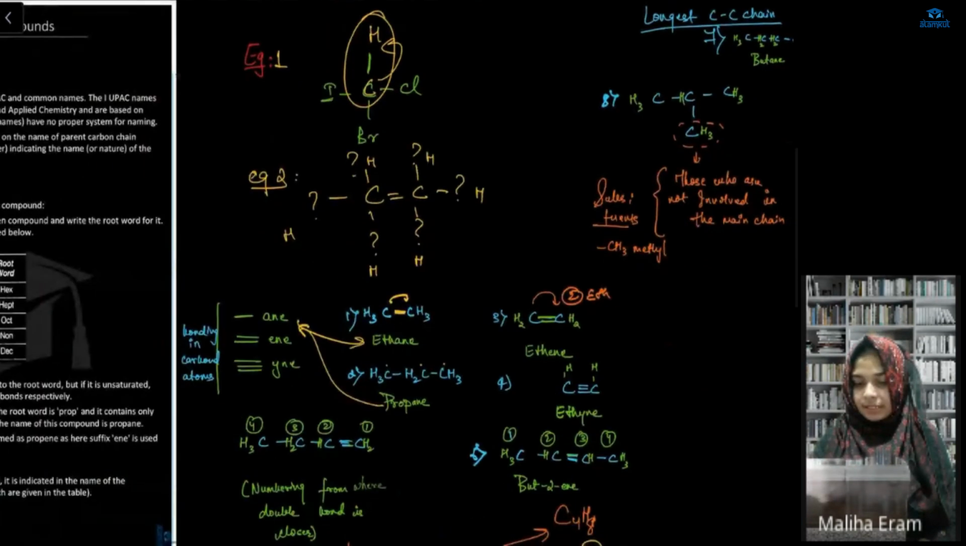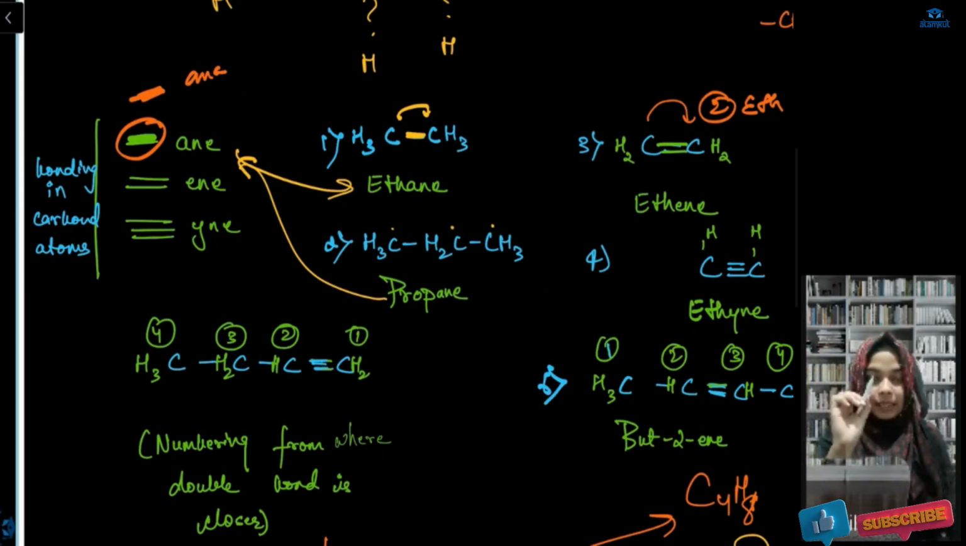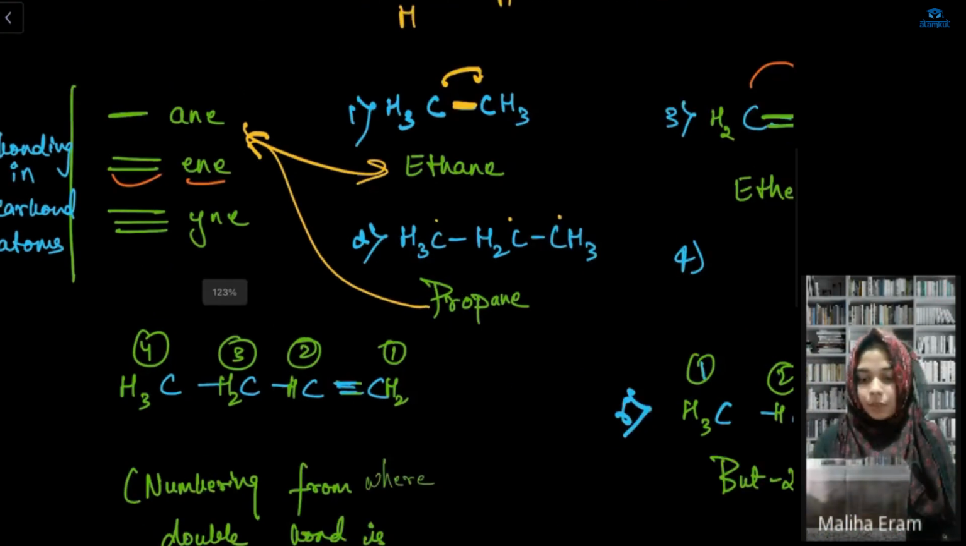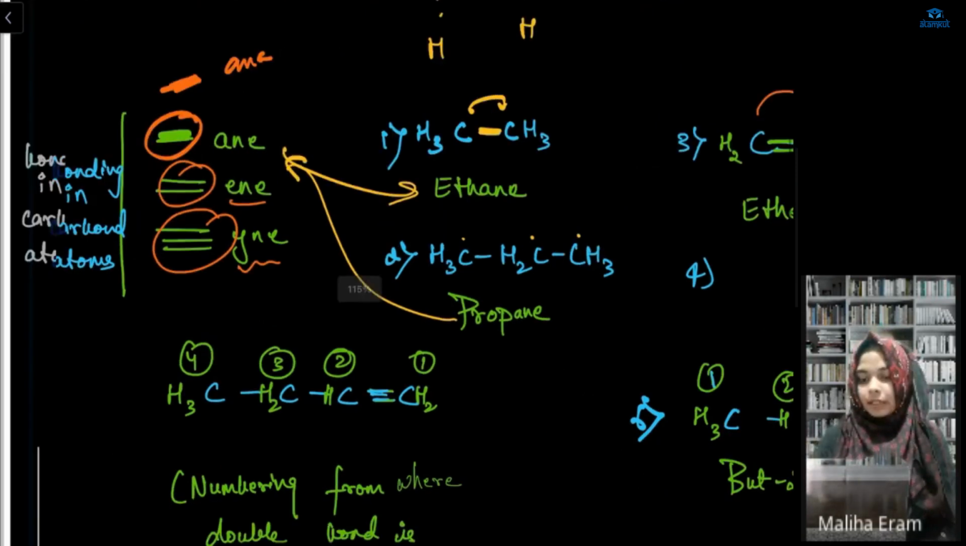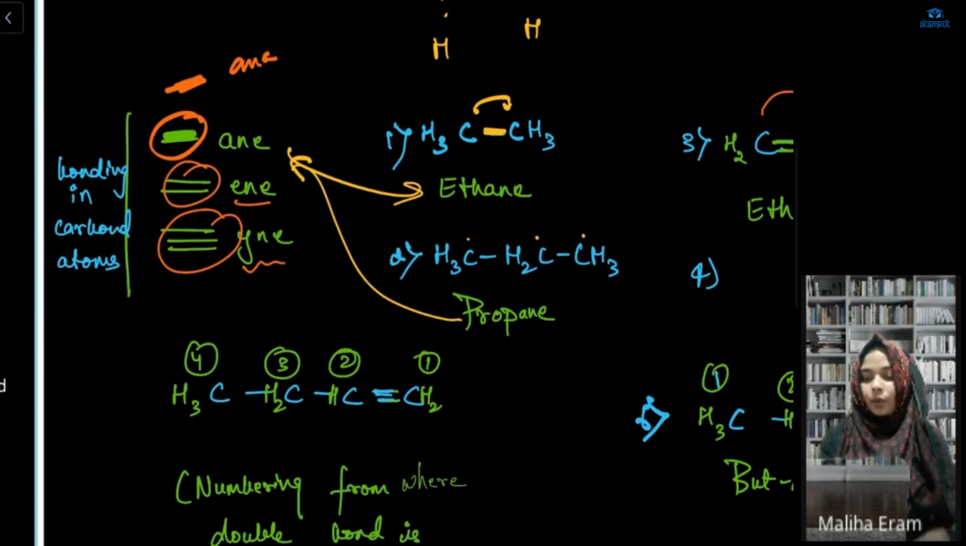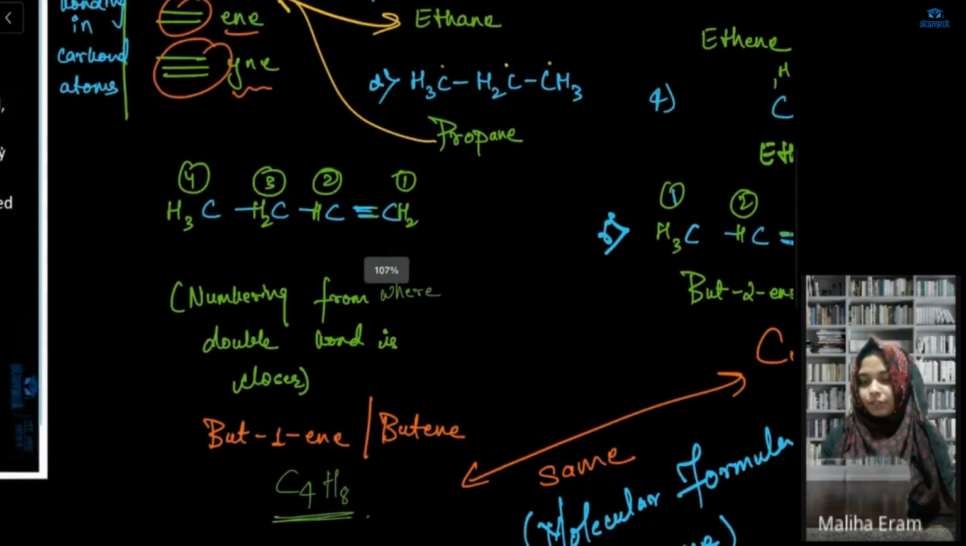Now first example, this is your this one. ये क्या है? What is this? This is your ane. Everybody knows, like one single line is ane, your double line is ene, and your triple is what? Is your yne, right? And with the help of these we will be learning all the IUPAC names. So let us discuss the first question.